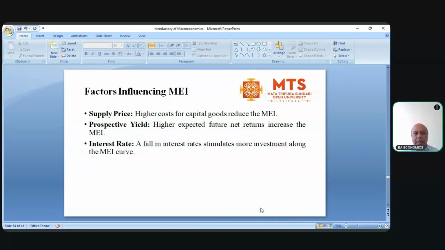Interest rate: a fall in the interest rate increases investment along the MEI curve. So if the interest rate declines, then the investment level will increase. And if there is a better prospect for business, then MEI also increases. And if the cost of capital declines, it also directly affects MEI. So if the cost of capital goods changes, it directly affects the marginal efficiency of investment.